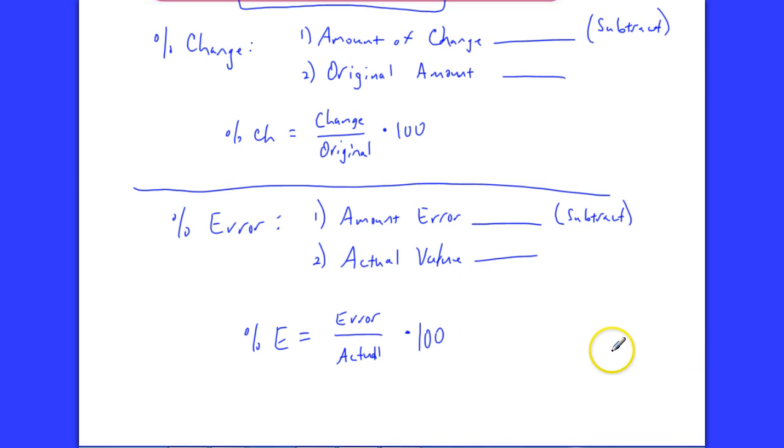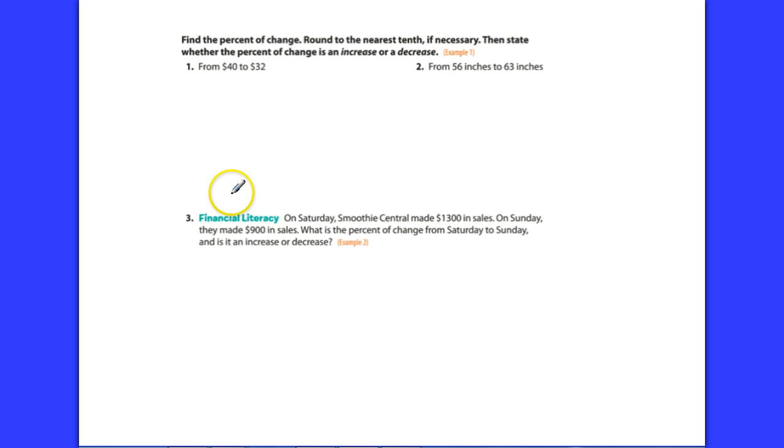So let's look at the back side and work through and just see how easy these really are. If you'll just find those two pieces of information, it's really pretty simple. So here we go. We're going to round these to the nearest tenth, and they're asking us to find in number one the percent of change. And they also want you to say, was that an increase or a decrease? We'll talk about that when it gets to it here.